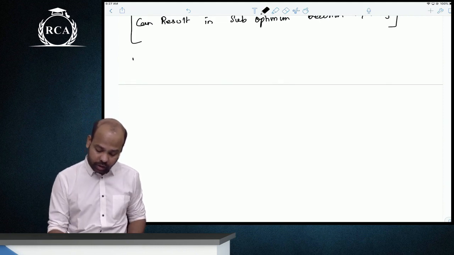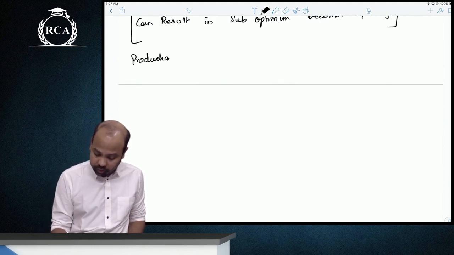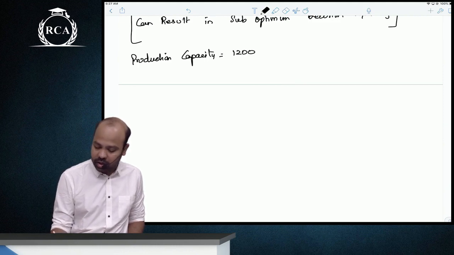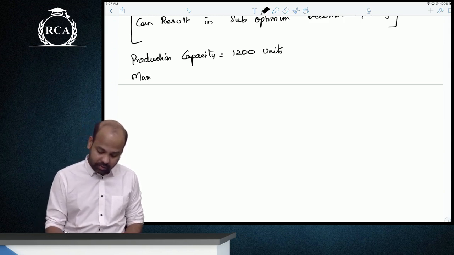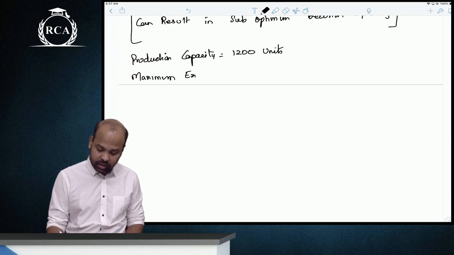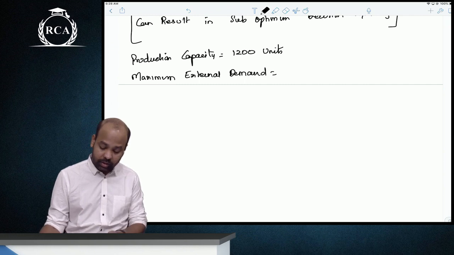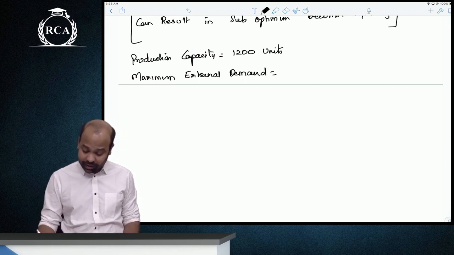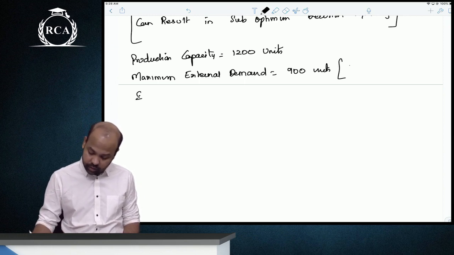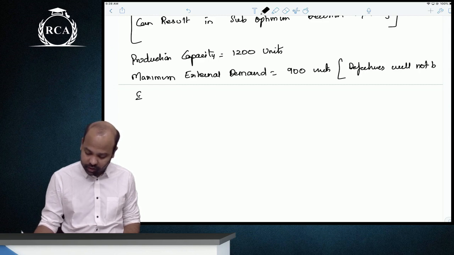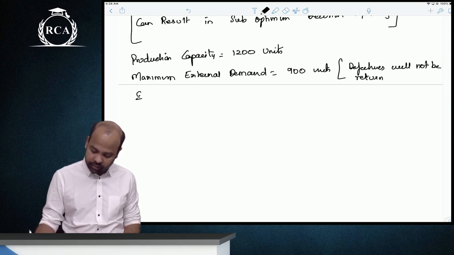Now, if you look at the production capacity of this firm, the production capacity is 1200 units. Our maximum external demand, the outside demand that can be freely had, is up to 900 units. Defectives will not be returned, guys. Please do not forget that.